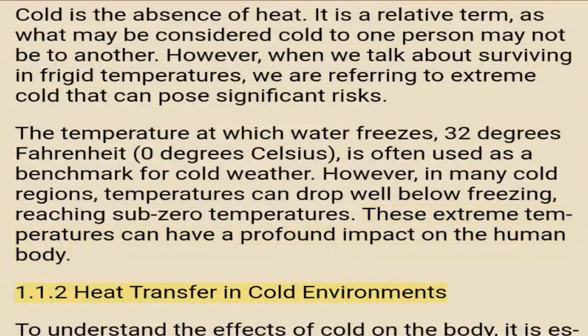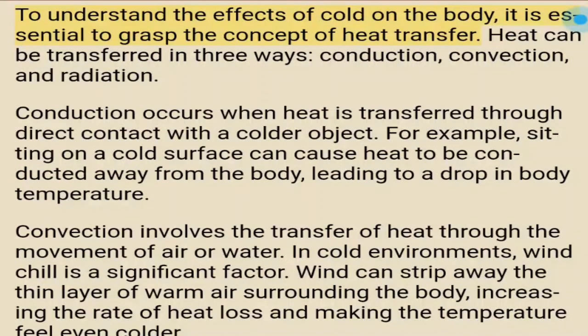1.1.2 Heat transfer in cold environments. To understand the effects of cold on the body, it is essential to grasp the concept of heat transfer. Heat can be transferred in three ways: conduction, convection, and radiation. Conduction occurs when heat is transferred through direct contact with a colder object. For example, sitting on a cold surface can cause heat to be conducted away from the body, leading to a drop in body temperature. Convection involves the transfer of heat through the movement of air or water.